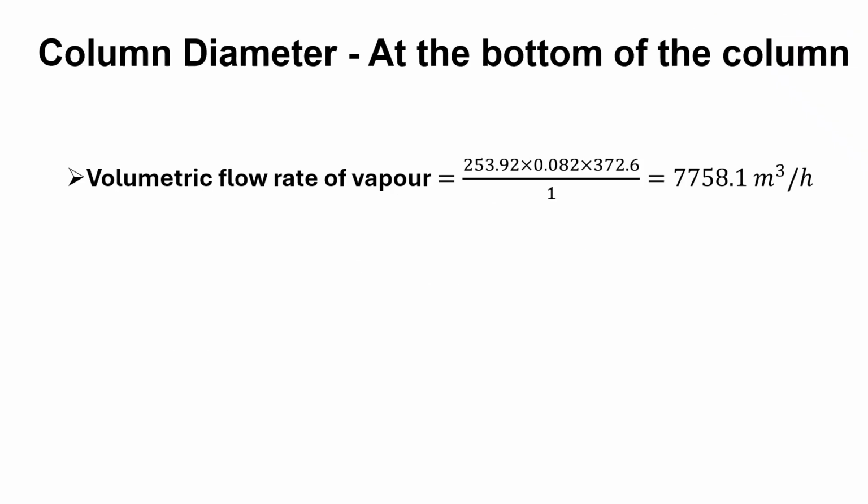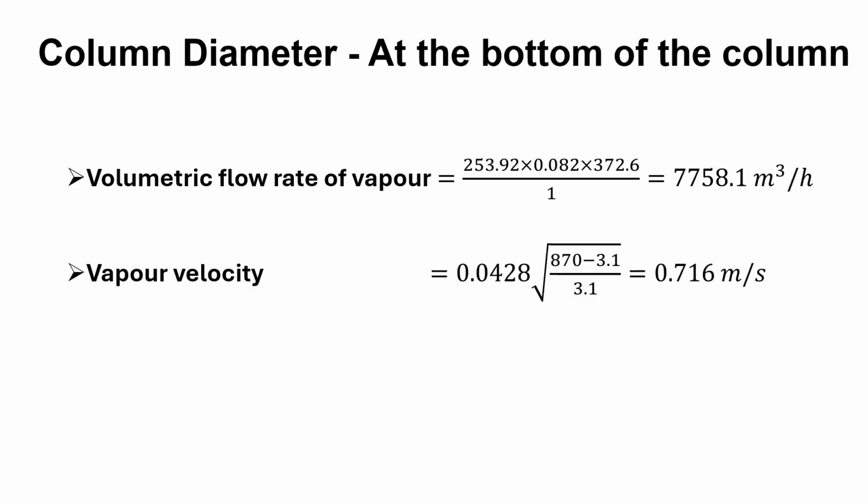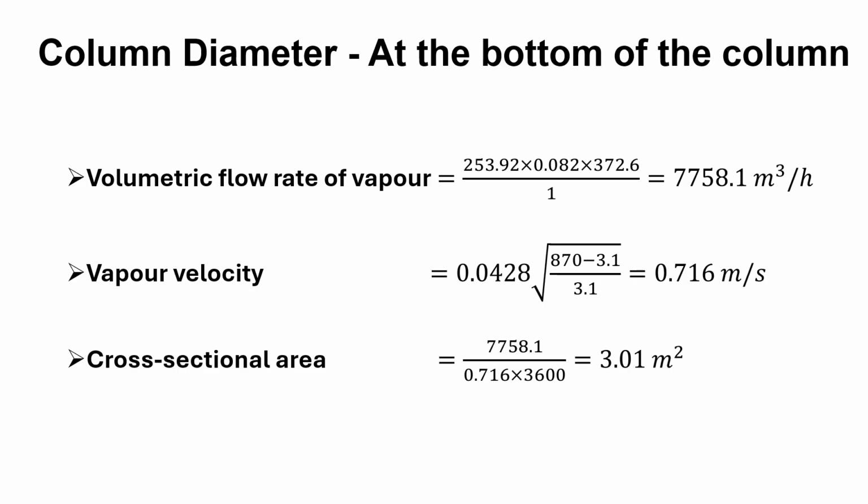Similarly, we have to compute the column diameter at the bottom of the column. Here, the variation lies in the same molar flow rate with R gas constant and atmospheric pressure, but the temperature at the bottom of the column varies and hence the volumetric flow rate varies. The vapor velocity also differs at the bottom of the column with respect to the temperature. If you divide volumetric flow rate by the vapor velocity, you can find the cross-sectional area, and pi by 4 d squared is equal to area, which gives you the diameter at the bottom of the column.